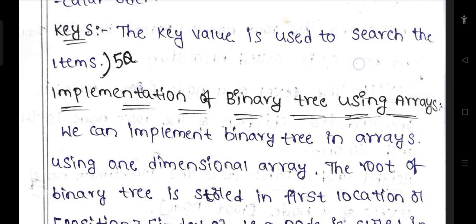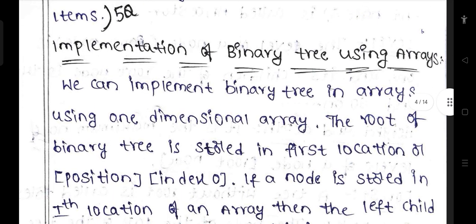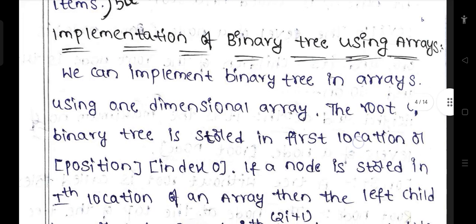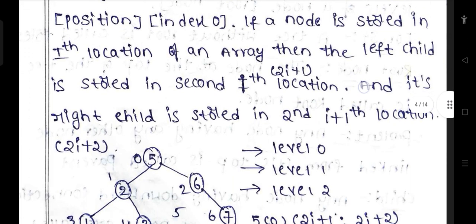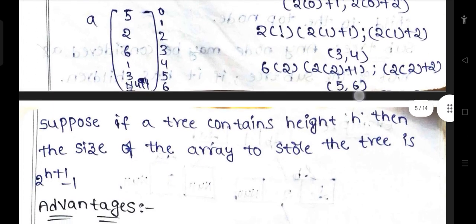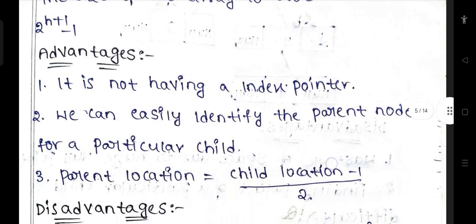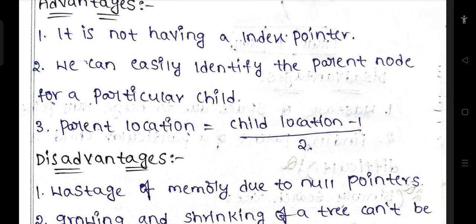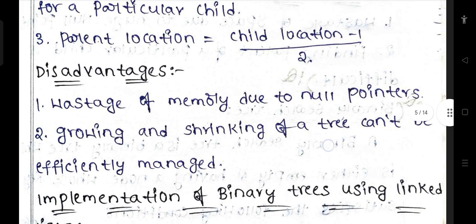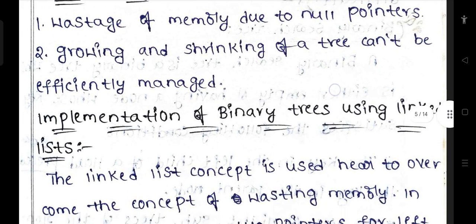Next one, implementation of binary tree using an array. By using arrays, that means by using a linear concept, we are implementing the non-linear binary tree. So this is the process. Once check all these and read that. Next, advantages of binary tree and disadvantages of binary tree. Here the formula for parent location is equal to (child location minus 1) by 2. These are the disadvantages of binary tree.